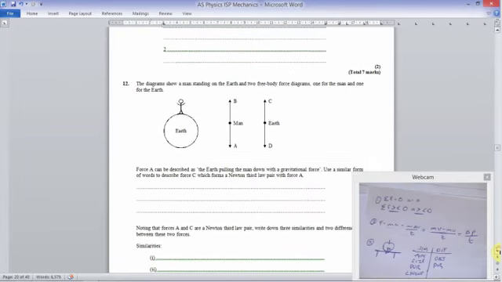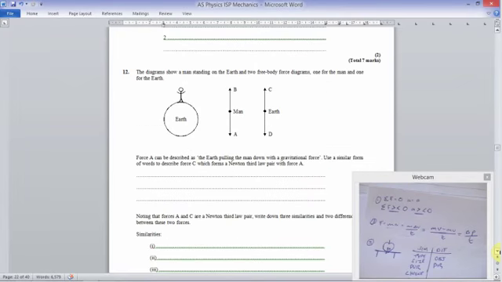Right. Okay. So a man standing on the earth, got a free body force diagram to see the forces acting on it. So that's the forces acting on the man, B and A, and that's the forces acting on the earth, C and D. Force A can be described as the earth pulling the man down with a gravitational force. Use a similar form of words to describe force C, which forms a Newton's third law pair with A. So if it's a third law pair, you can just replace the wording. So think about object A and object B again. So C must be the man pulling the earth up with gravitational force. Okay, so opposite direction, same type of force.